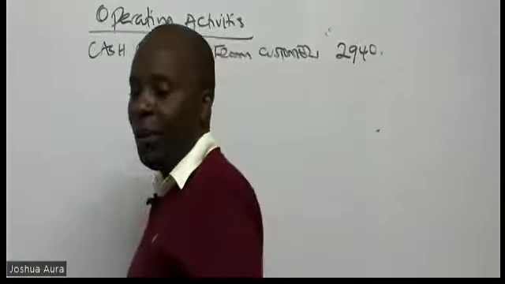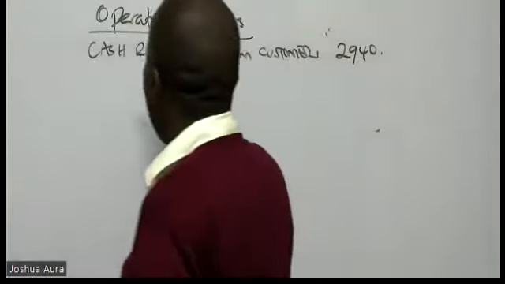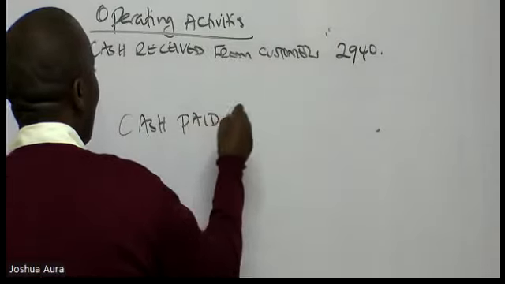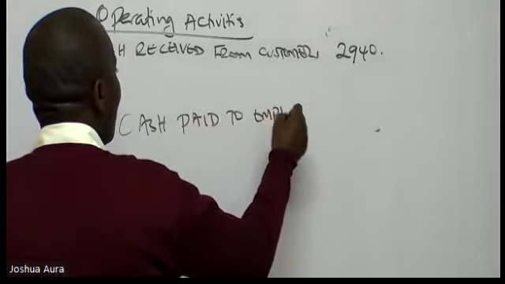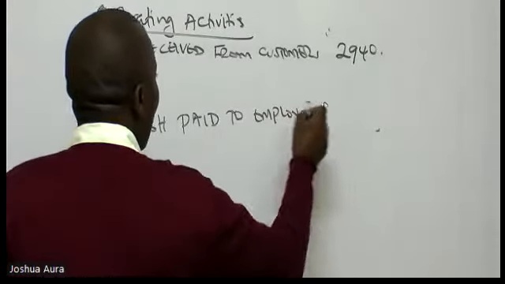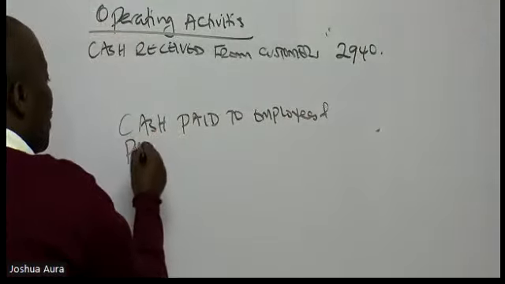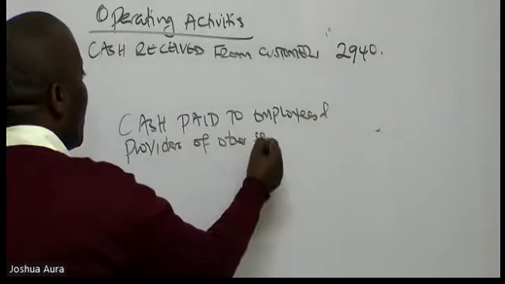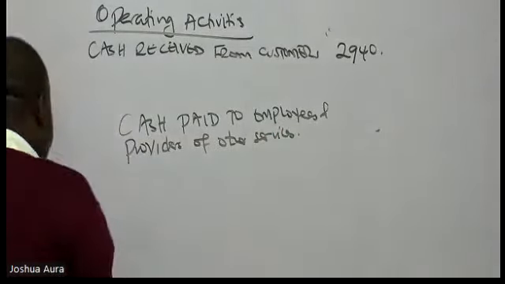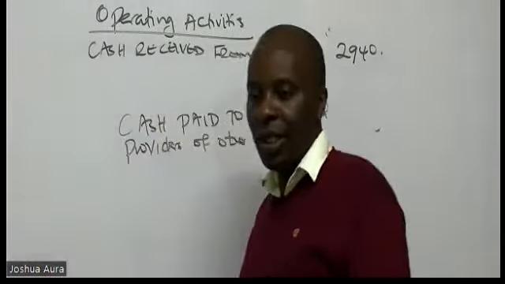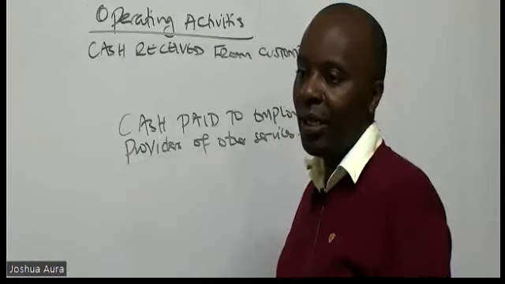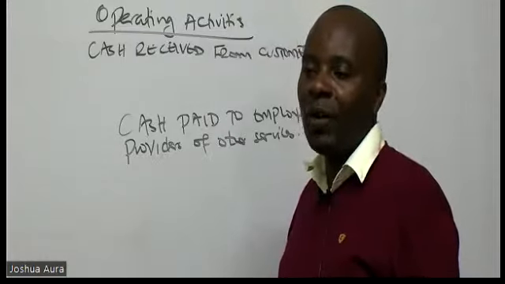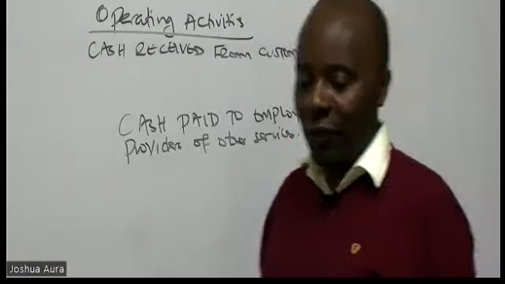What you need to do, simply come here, ladies and gentlemen, and give me some title there about cash paid to employees and providers of other services, and of course facilities, things like rent, etc. Right? So cash paid to employees and providers of other services stroke facilities.